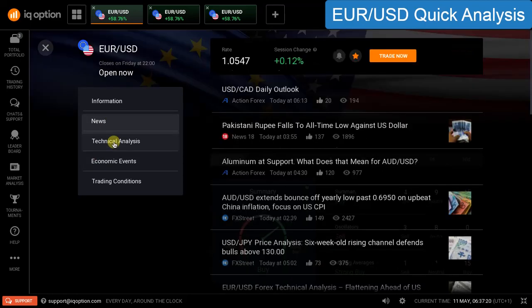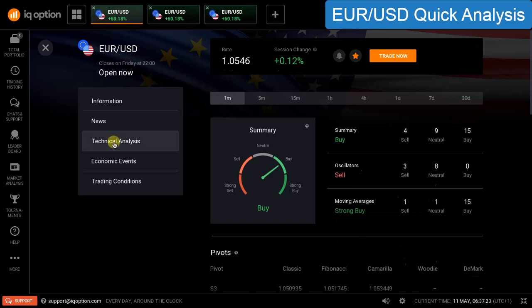So, looking at the technical analysis, this is actually a new tool that has just been added onto the IQ Option chart of recent, and it's a very good tool to use because it analyzes the pair from 1 minute, 5 minutes, 15 minutes, 1 hour, 4 hours, 1 day, 7 days, and 30 days, which is a month.